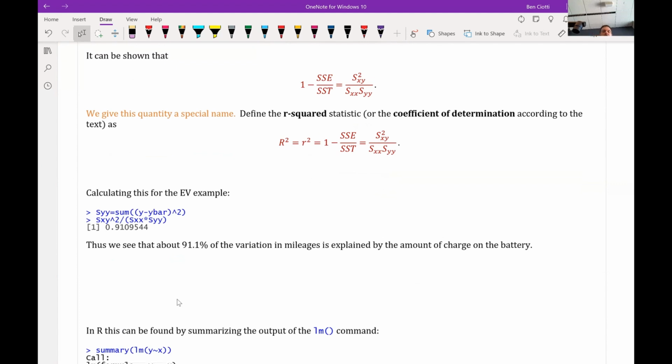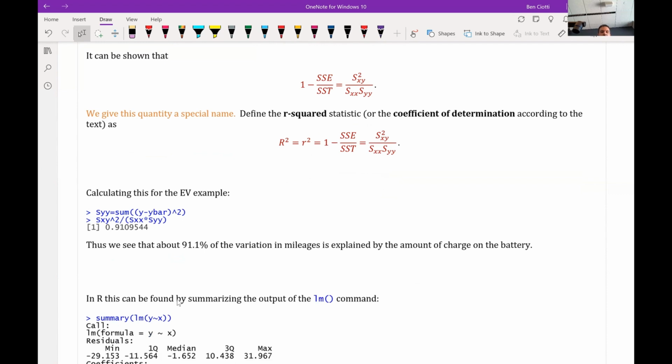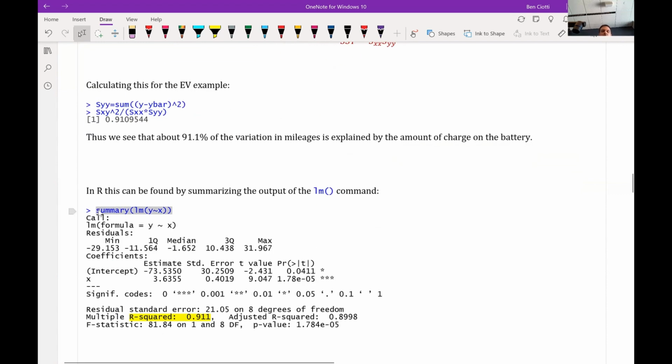You can also compute this in R, by the way. If you summarize the linear model command, it turns out that it will output this thing called multiple R squared. And indeed, we get the same value.